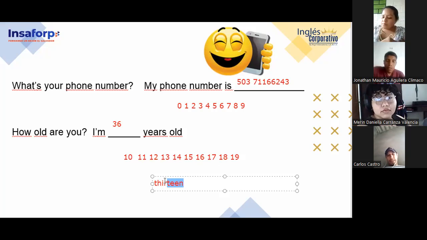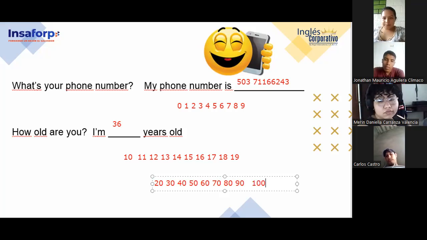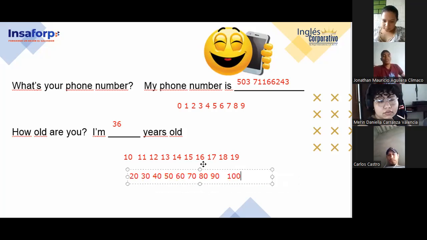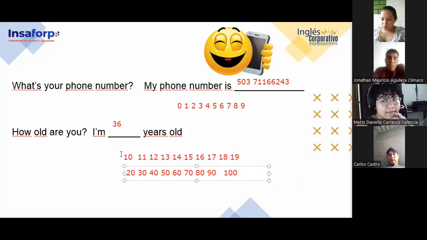14, 14, 14, 15, 16, 17, 18, 19, 19. Very good. De ahí vienen del 20, bueno, del 20 podemos contar de 10 en 10, ¿verdad? 20, 30, 30, 40, 40, 100. All right. Cuando decimos los números de 10 en 10, el 10 y el 20 suenan diferente, ¿verdad?